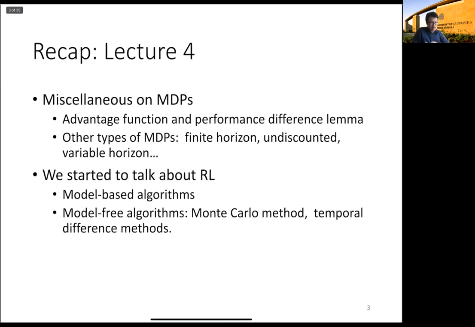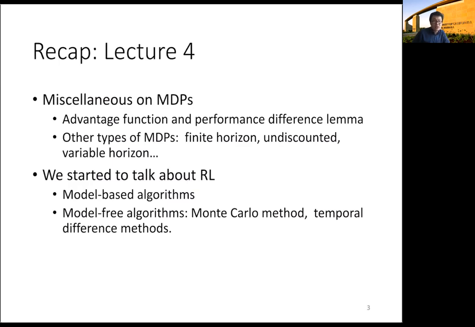So we'll start with a quick recap before we move on to talk more about reinforcement learning algorithms. Like I said just now, in the last lecture, we talked about various matters regarding the Markov decision processes. We talked about the advantage function and the performance difference lemma. We also talked about the various different forms of Markov decision processes and what results on one could imply on another. So in this course, we'll be focusing on the infinite horizon discounted MDP and the finite horizon MDP.